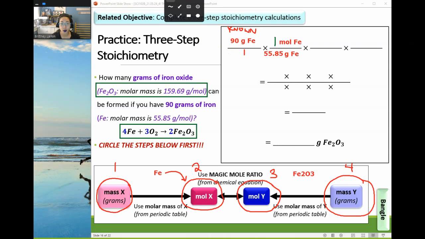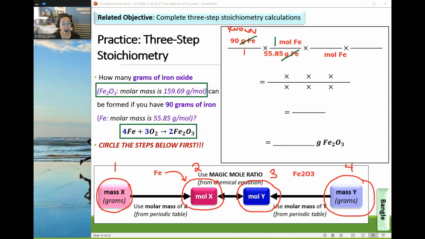All right, so at this point, we've gotten rid of our grams of iron, and we are now at moles of iron. So I want to get rid of moles of iron. Where does it need to go in the next step to get rid of it? Think about that to yourself. Yeah, I would need to go on the bottom, so moles of iron goes on the bottom to get rid of it, divide it out, cancel it out.